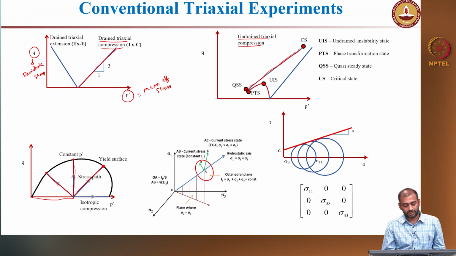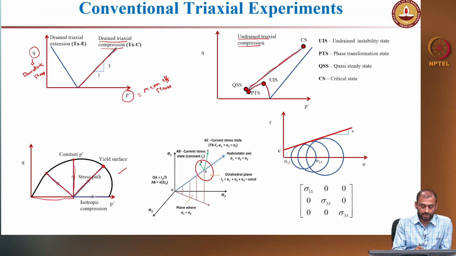What you are seeing is a two-dimensional representation of the failure or yield surface. I will define what a yield surface is clearly in the next slides, but assume that this is a failure point. Once you join all the failure points, you construct a nice failure locus in the P prime Q space.